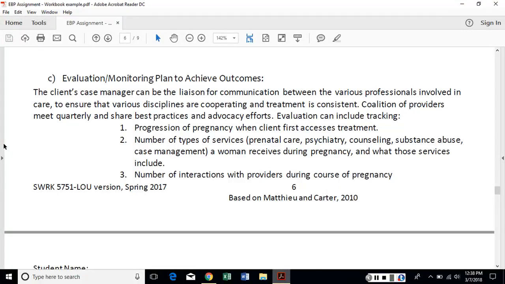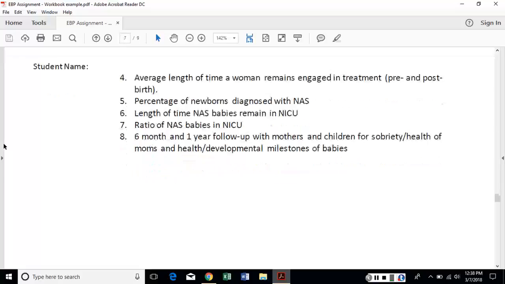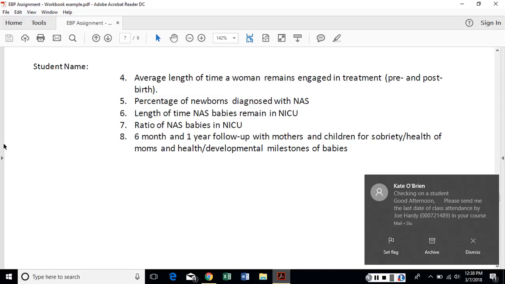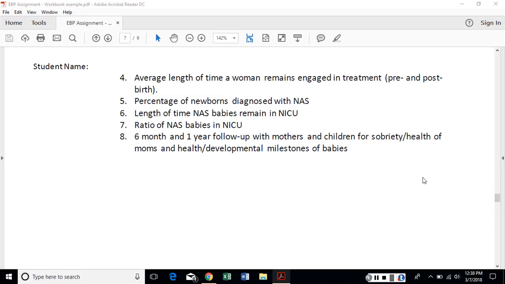How many times the mother meets with a provider for prenatal care, the types of services she receives, the length of time the mother is engaged in treatment, both before and after birth, the number of newborns who are diagnosed with neonatal abstinence syndrome, the amount of time that the babies stay in the NICU, and then thinking about the mother's long-term sobriety. So these are all important factors to keep in mind. These are outcomes that we need to be monitoring as part of our intervention.